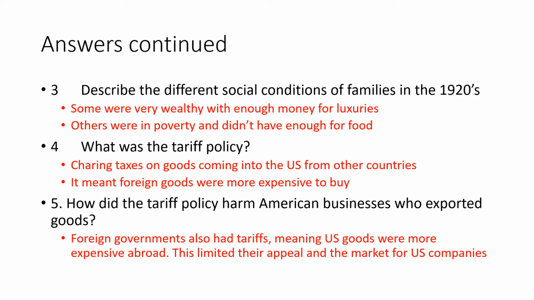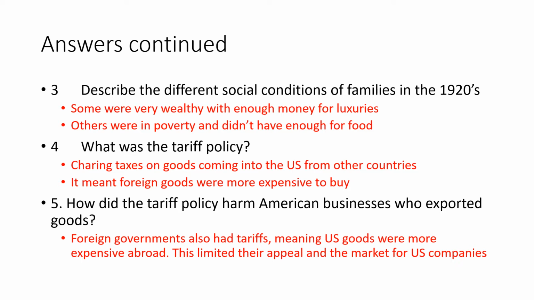Continuing the questions, number 3. Describe the different social conditions of families in the 1920s. Well, there's two basic types of family in the 1920s. Some were very wealthy. They had lots of money for luxuries. These are people that had good jobs. Maybe they're working in offices, or maybe they are professionals, bankers, teachers, doctors.